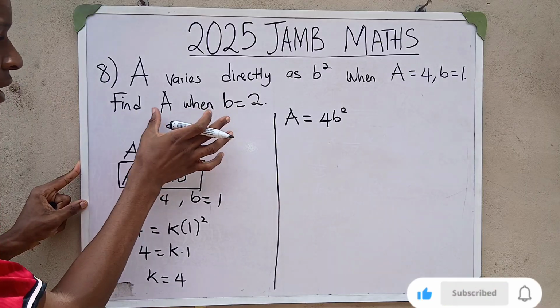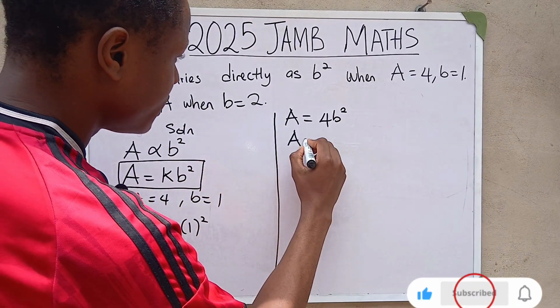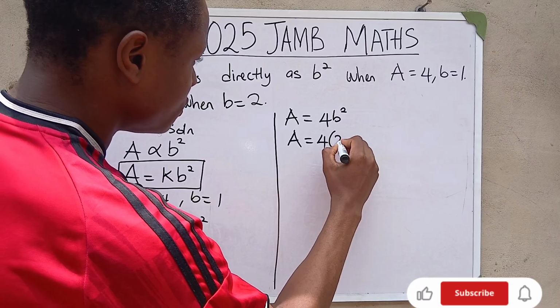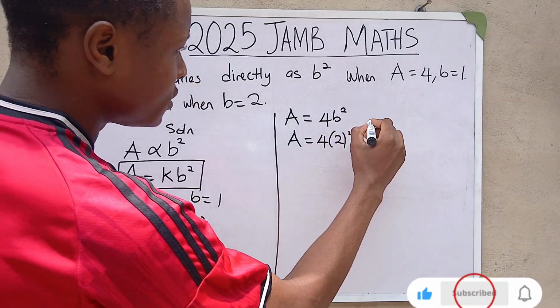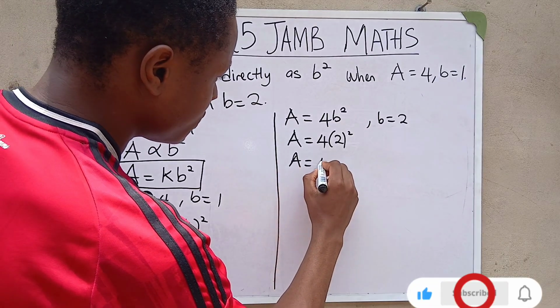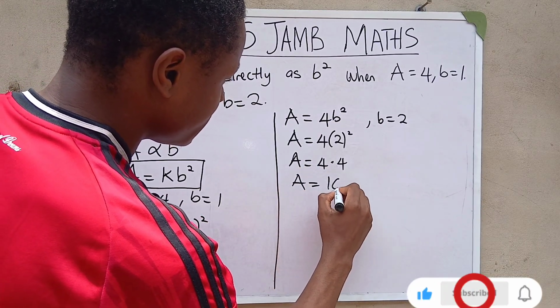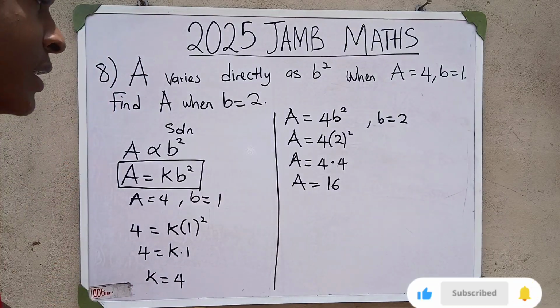So they say let's find A when B is 2. So A is equal to 4 times 2 squared. So when B is 2, we have A is equal to 4 times 4. So therefore A is equal to 16. So our answer is 16.